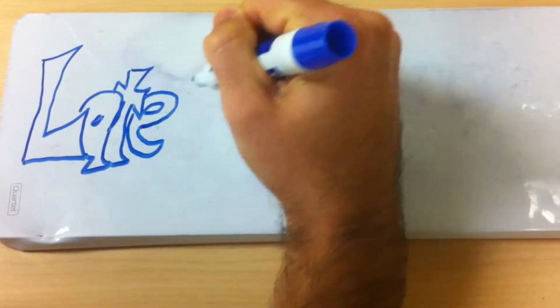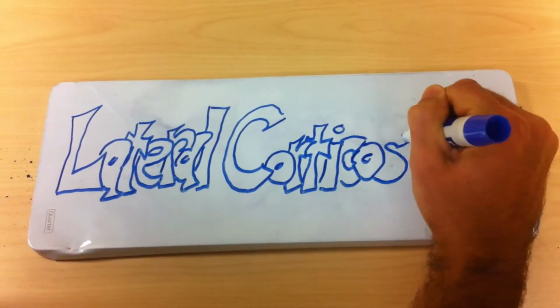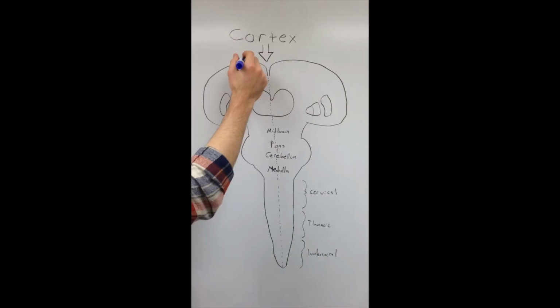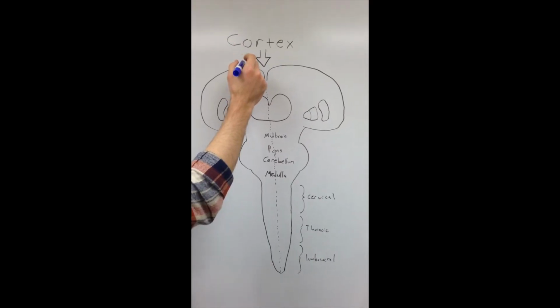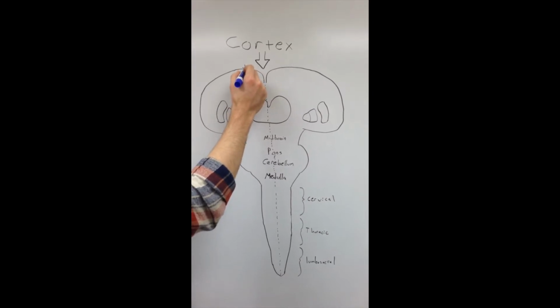The lateral corticospinal tract. It controls distal muscles. The lateral corticospinal tract arises in the motor planning areas and primary motor cortex. Axons go through the corona radiata to the internal capsule.